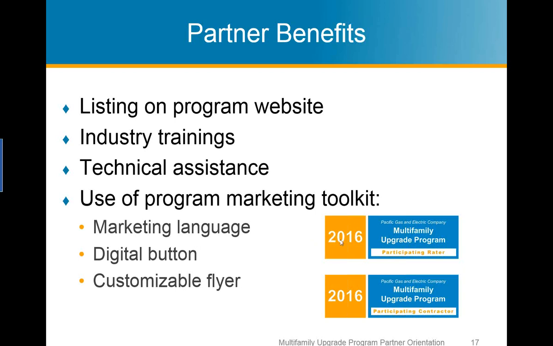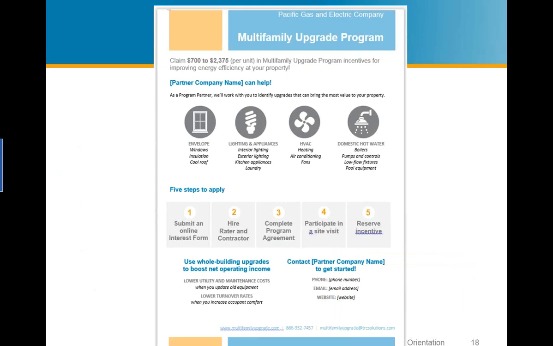These digital buttons, we will send them to you in a zip file, and you're able to place them on your website. So this is for the program year 2016, and indicates that you are a participating rater or contractor in the program. And the third piece of the marketing toolkit is a customizable flyer. So this is something that the program has designed, and we will send this out to all of the participating partners with your company name that is listed on the website, placed into these portions here where the partner, company, and name, email, address, website is all highlighted here. So we will fill this in for you and send that on over. And this is something that please feel free to pass out to potential clients to participate in the program.